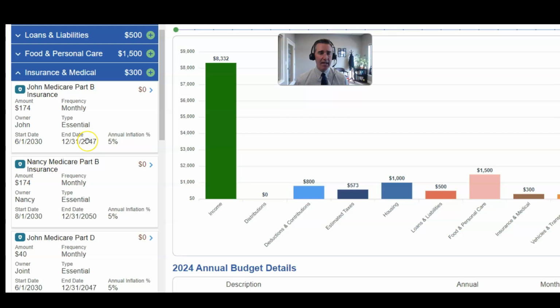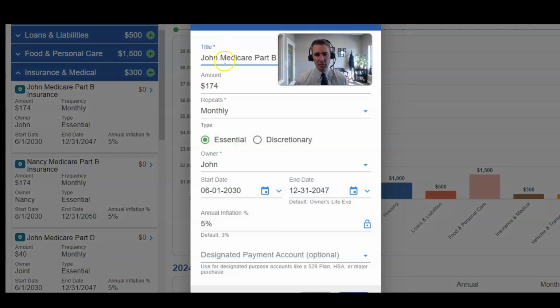And then we have an end date on that expense that will end in 2047, which is basically his life expectancy. One of the things that we do in these assumptions is that we assume that medical costs are going to continue to increase at a rate that's a little bit greater than inflation. So we're assuming 5% inflation factor on medical health insurance expenses rather than the 3% inflation that we're assuming on all other expenses. And so you can see you enter that information just right here.